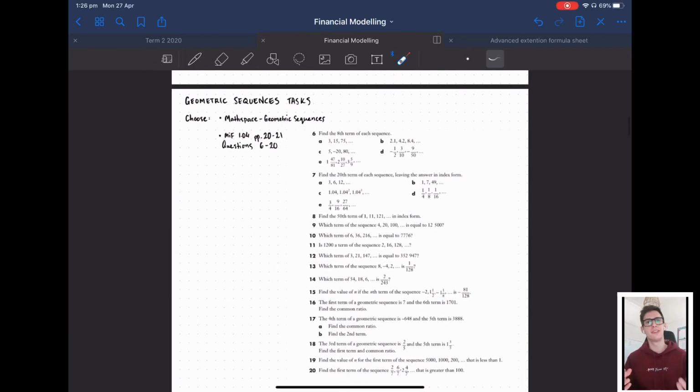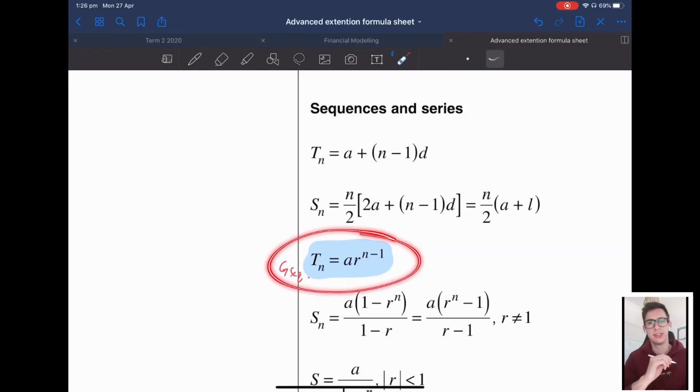Hopefully that kind of makes a bit of sense. Remember, it's just like arithmetic, except we're multiplying, and you have your formula just here.